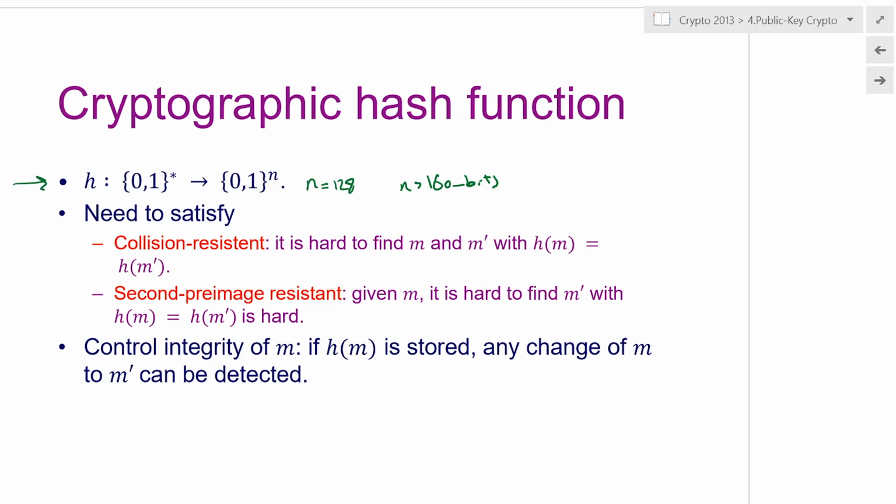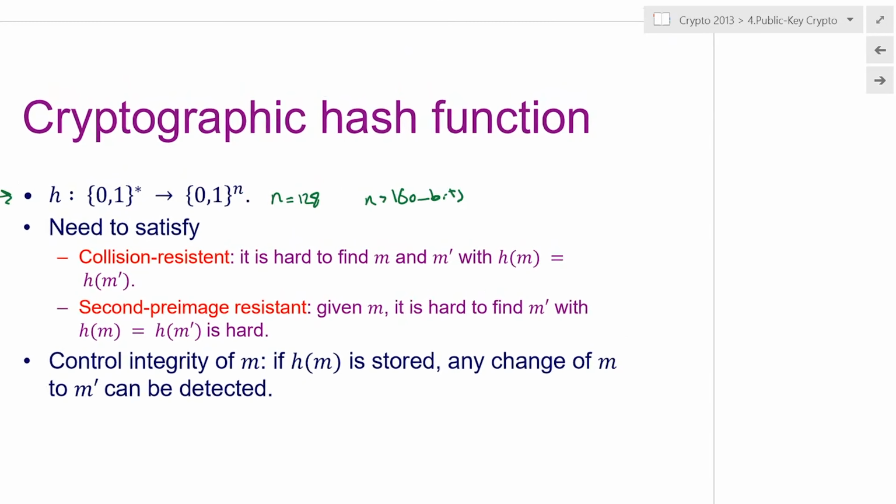Given this definition, we are talking about a function that has a huge domain and a very small range compared to that set. So this is a large set, and this is a very small set.